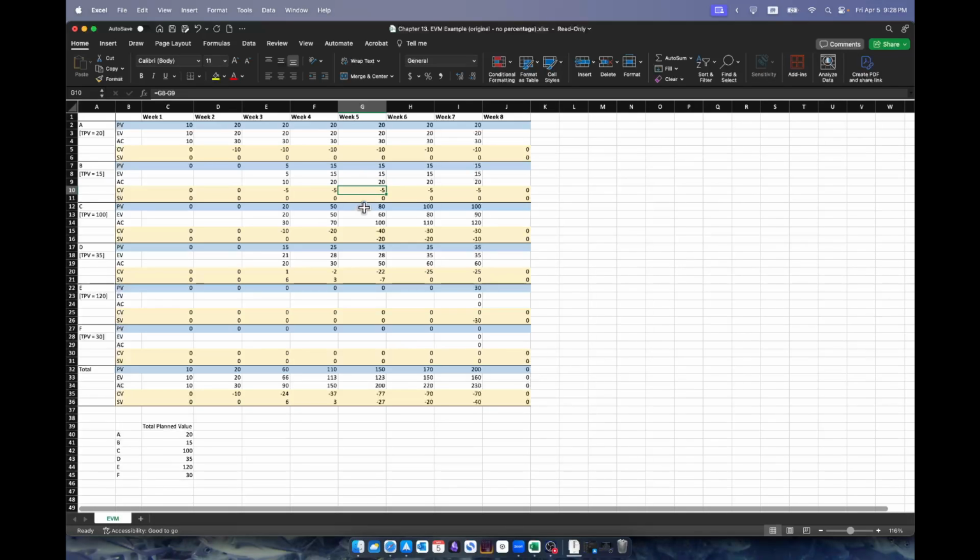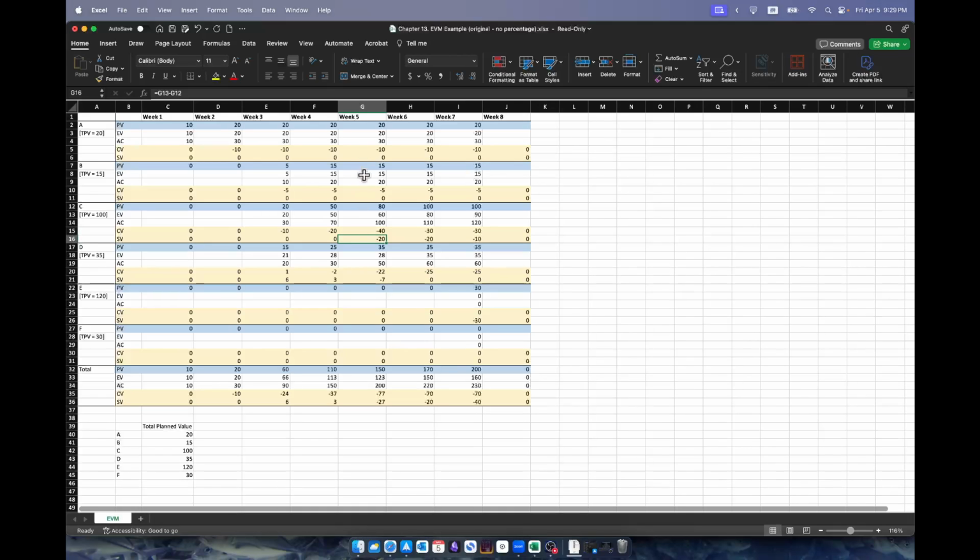So if you keep looking at this, subtask C has total planned value of 100. So it looks like you planned to complete it 80%. But in reality, you only completed 60% of the 100. Therefore, your earned value expressed in a dollar amount is 60 and your actual cost is 100. So in week 5, your subtask C is overspending and behind schedule.